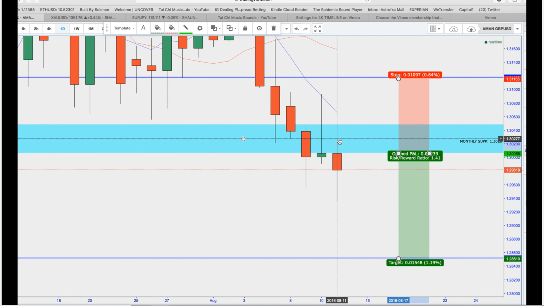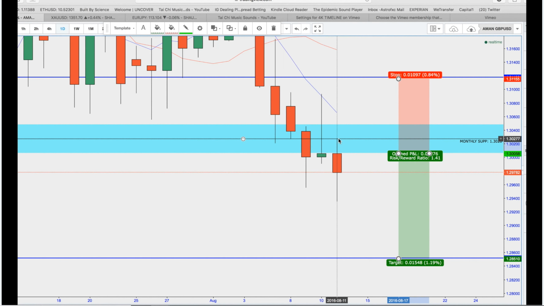Let me just put 1.27. There we go. 1.30277. Again, guys, just ignore the fifth decimal, the 7. People get really, really confused with working out the pip values and so forth, because, yes, TradingView does cater for a fifth point. We can just ignore it.